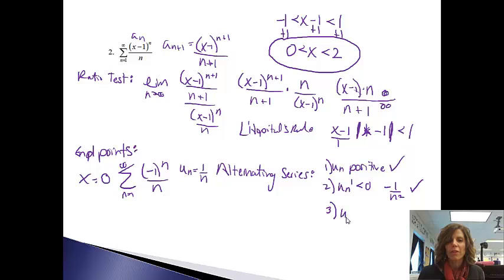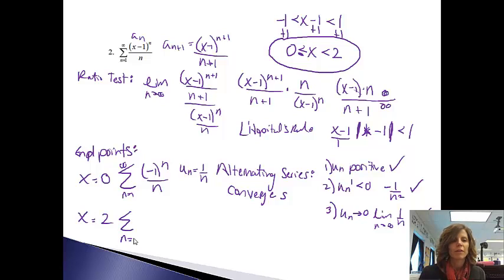And then the third one, u sub n needs to approach 0. So if I find the limit as n approaches infinity of 1 over n, I do get 0, so the third check is met. So since this is an alternating series and it meets all the tests, we know that it converges. So up at 0, I get to put an equal sign because 0 does work. Okay, and then we'll try x equals 2.